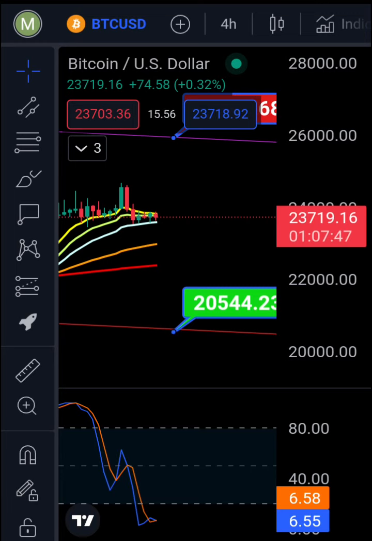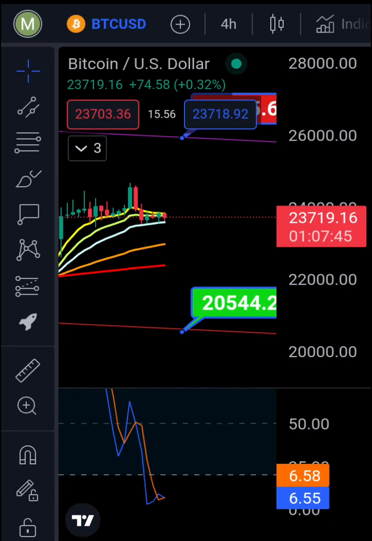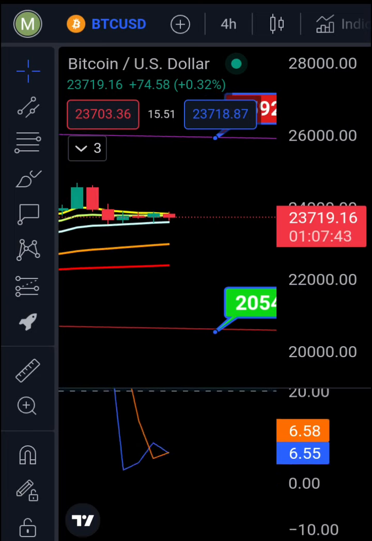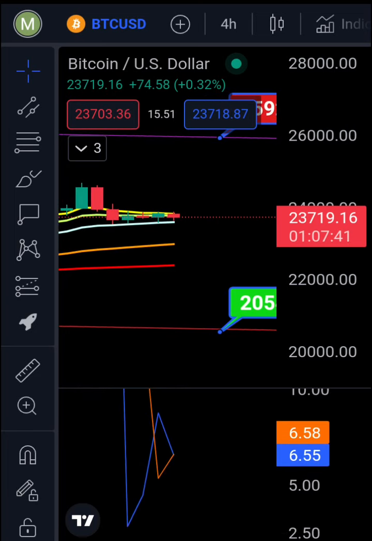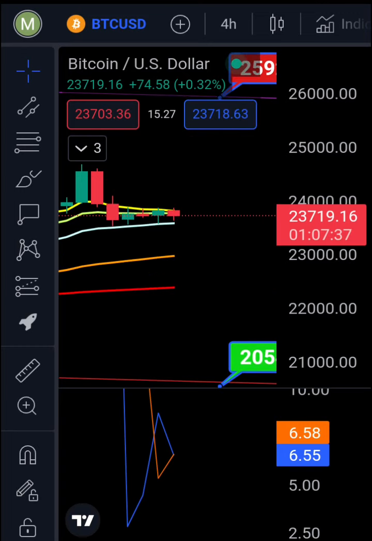22,555. On the monthly, stochastic is in the oversold region. However, it wants to curve down again. You see it was about to go up. Now we're moving down again. This is on the 4-hourly, sorry.